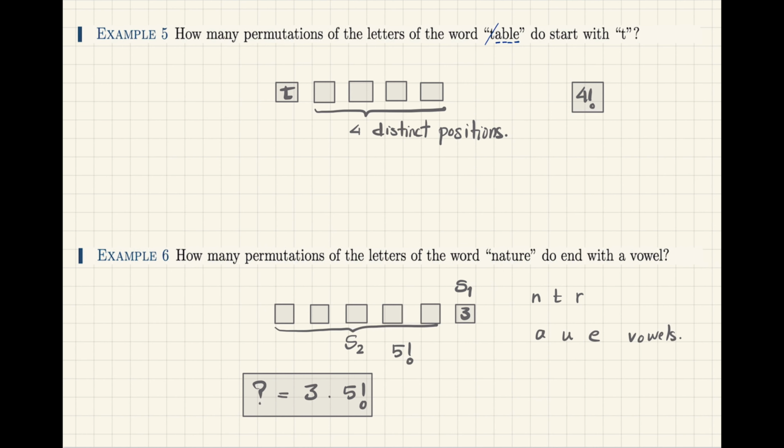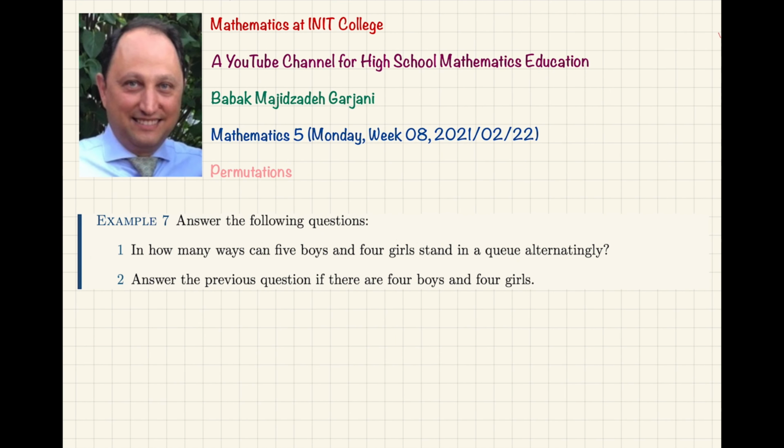So I have 3 options to fill up the rightmost position, and after this stage is completed, I am left with 5 distinct letters and 5 distinct positions. In how many ways can I write the arrangement there? In 5 factorial ways. So by this product rule, the answer to the question is 3 times 5 factorial. Okay, let us go now to the next problem.